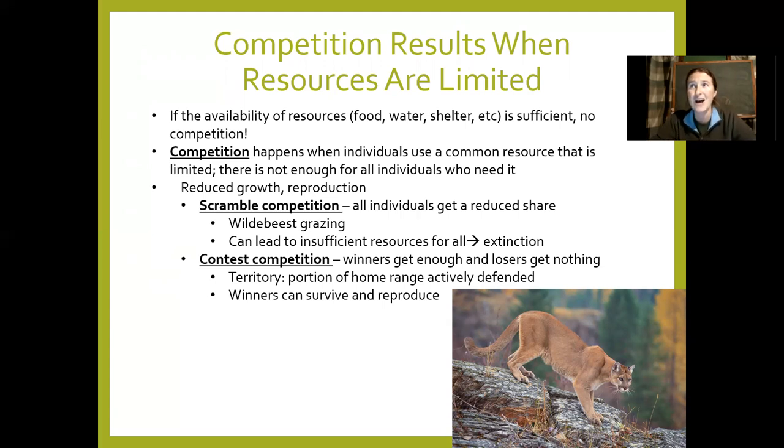We kind of saw this with COVID, with the whole toilet paper situation. We could have all elected for scramble competition. We could have all bought a single roll of toilet paper and it would have been fine. We could have stretched it out a little bit, more napkins from McDonald's or whatever. We all could have reduced a little bit, but that's not really what happened. Instead, we had contest competition where a few winners, supposedly winners, got tons of toilet paper and so many people didn't get any toilet paper. Scramble competition is everyone takes the hit. Contest is there are winners and there are losers.